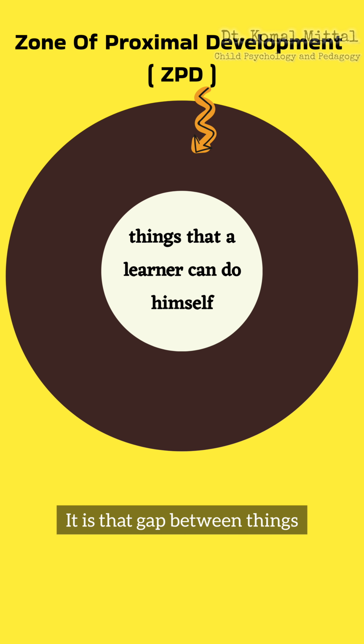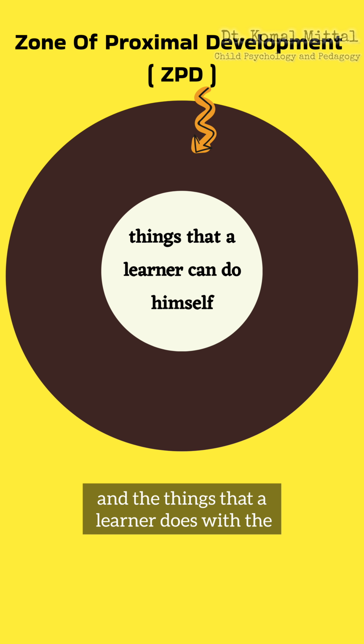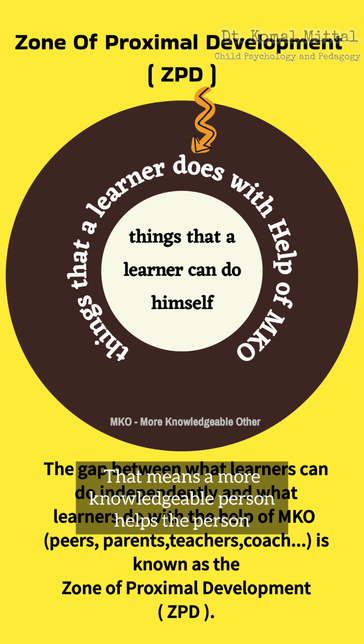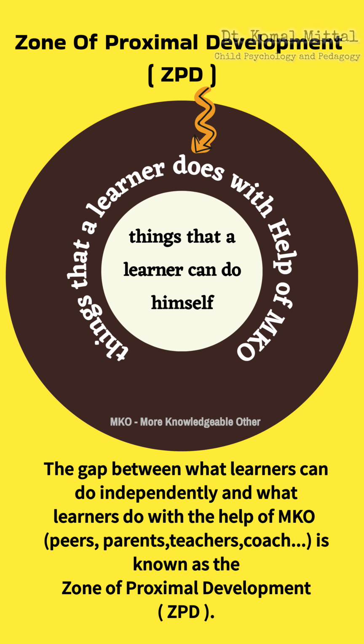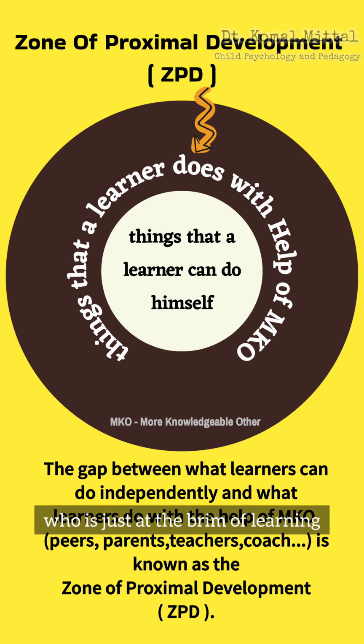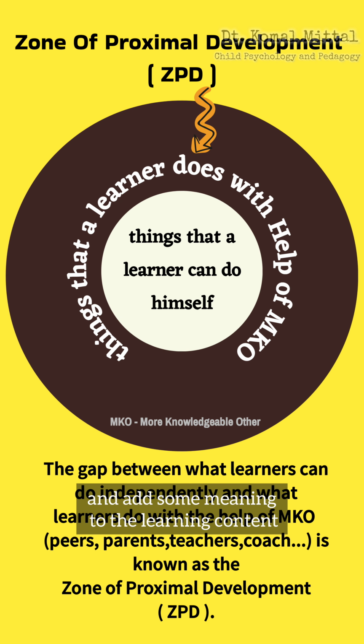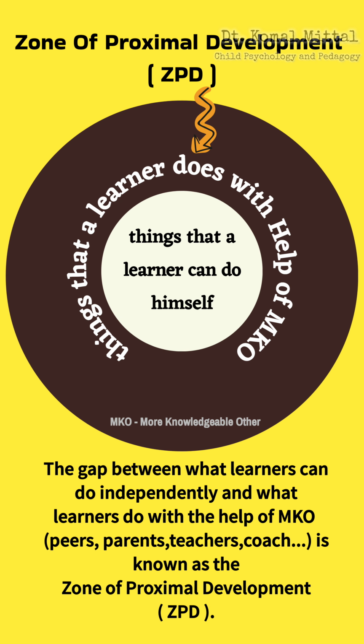It is that gap between the things that a learner can do himself and the things that a learner does with the help of a more knowledgeable other. That means a more knowledgeable person helps the person who is just at the brim of learning. He has less knowledge, and a more knowledgeable person, that is MKO, helps him to learn it with further developmental values and add some meaning to the learning content.